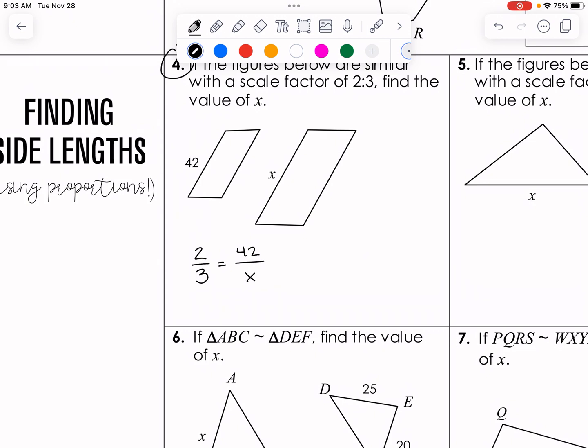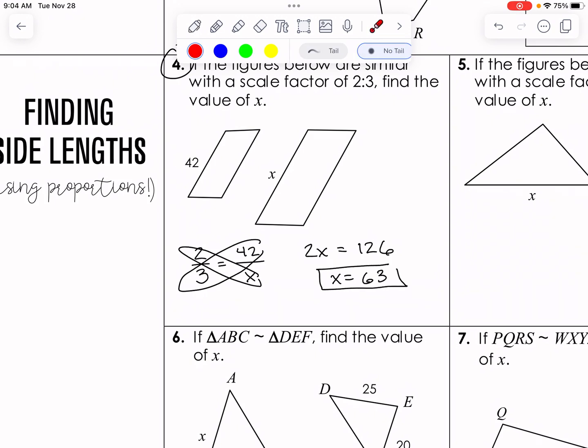Okay, and this we would cross multiply and divide. So cross multiply here and here. I'll put this as 2x equal to 126. And if you divide by 2, you would get x is equal to 63. And we would just say that 42 is 2/3 of 63, because 42 would be smaller than this by that same factor.